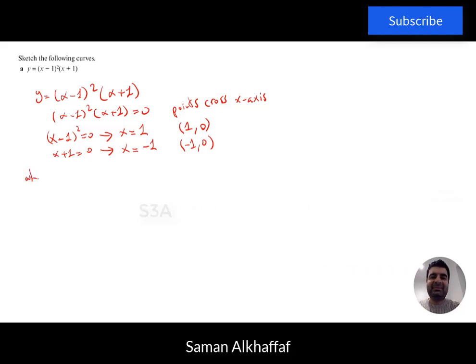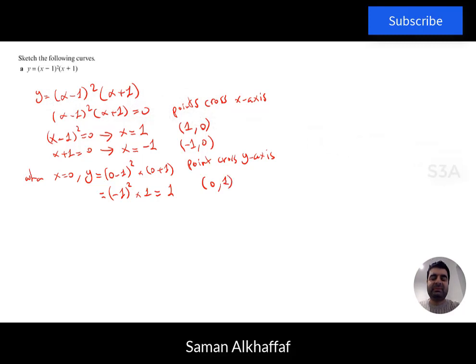And when x equals 0, we would have y being (0 minus 1) squared multiplied by (0 plus 1). So in this scenario, we would have y being minus 1 squared, so that would give us 1, and multiplied by 1, the value of y would be 1. So the point where it crosses the y-axis will be 0 and 1.